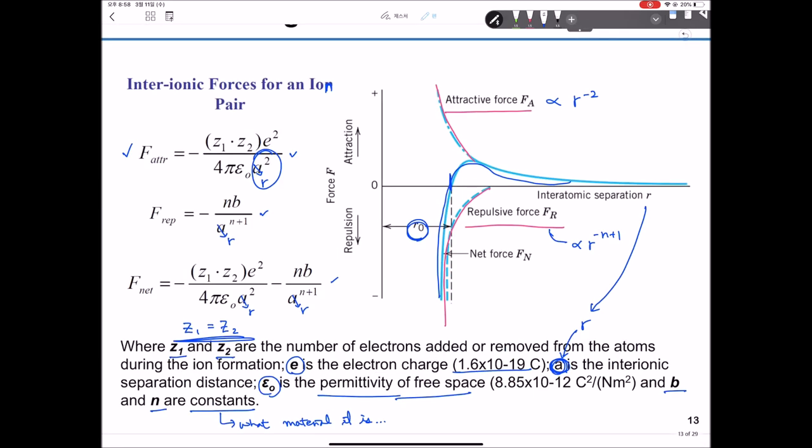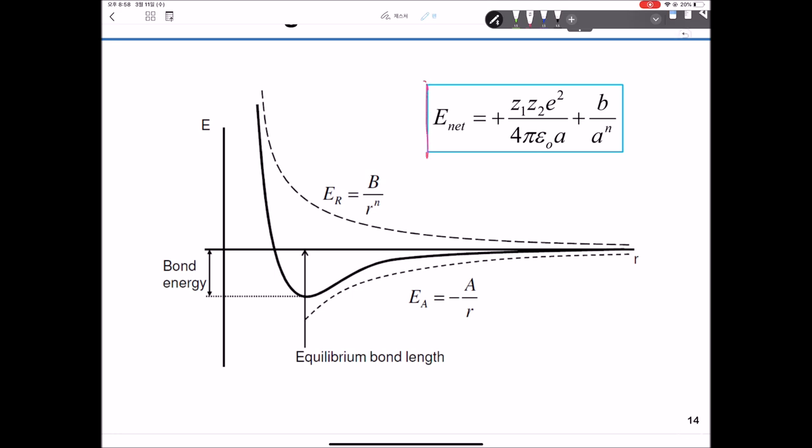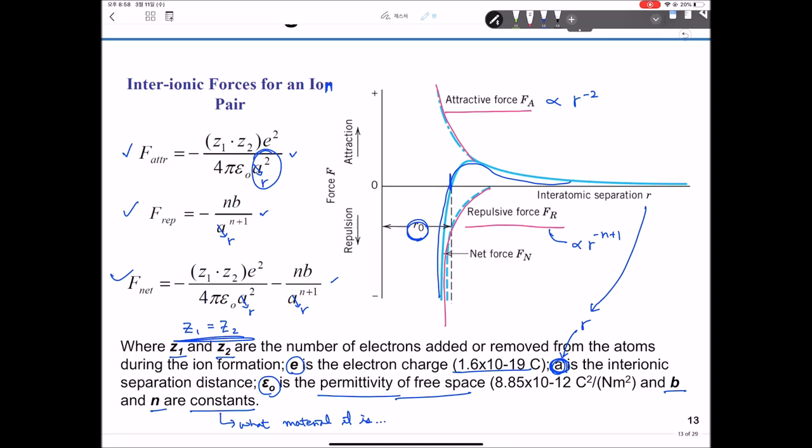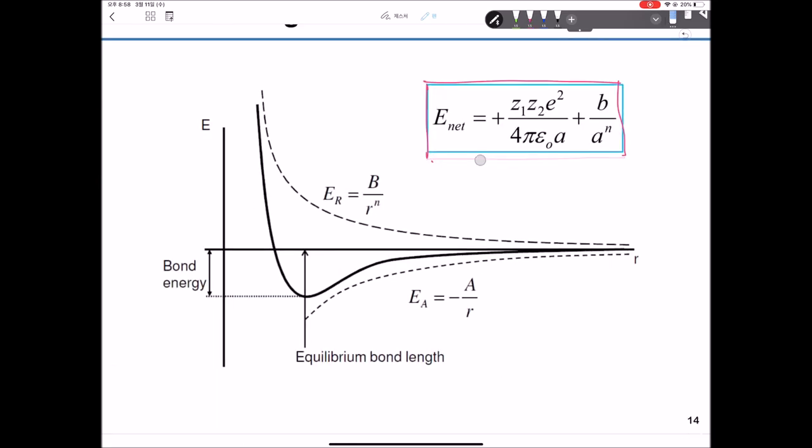So this is a clearer drawing. When you combine all these forces and simplify, this is the final solution you get, right? And again, this is attractive energy, and this is repulsive. And this is a positive and this is a negative value, because you can see right here, and this is your net energy, right?